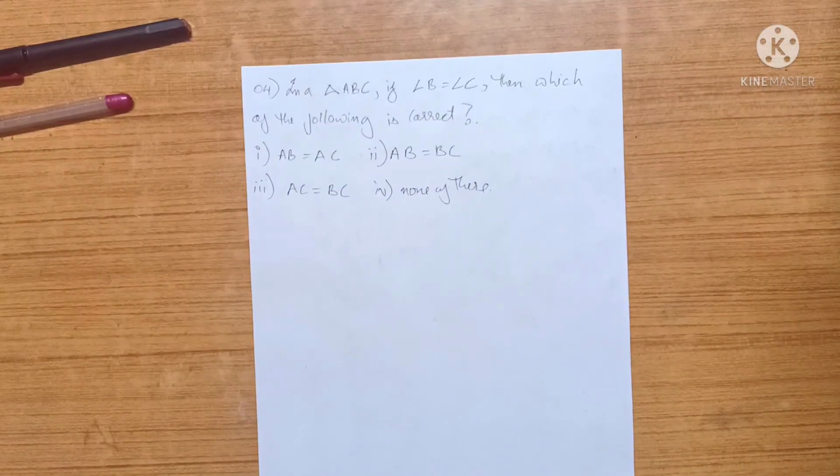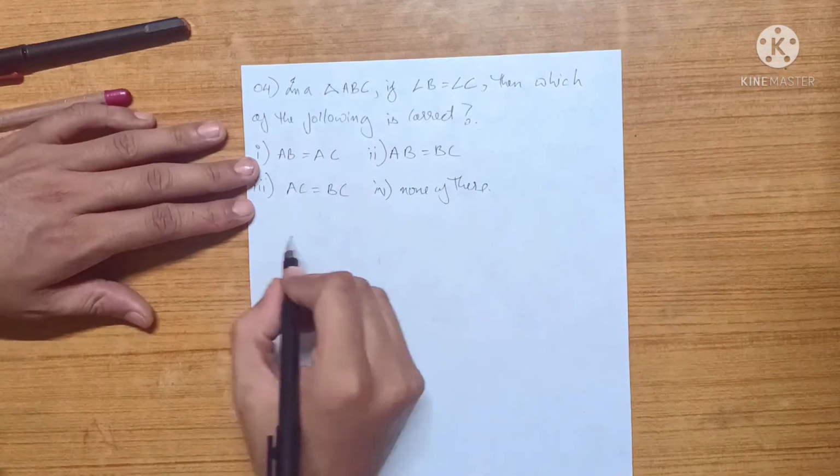Okay, let's do one last question for this video. I will be making a few more questions, at least 3 or 4 questions from this exercise, before I move on to the next exercise. So in triangle ABC, let's draw the triangle ABC.